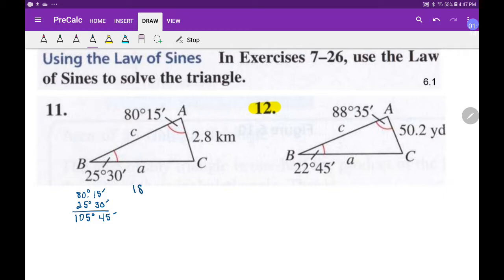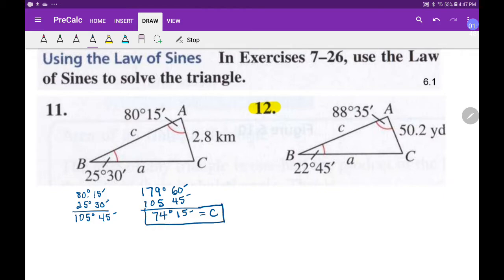If I say 180, I suppose I could say 179 degrees and 60 minutes, which is a full degree, and I subtracted 105 degrees 45 minutes, I would be left with 74 degrees and 15 minutes. So that's angle C right there. That's angle C.